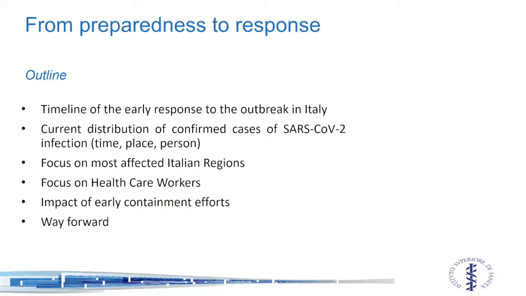Then I will focus on some of the Italian regions. Overall, the northern part of Italy is affected at the moment with a high level of circulation. A slide on healthcare workers: at the moment, this is one of the critical issues in Italy, and we are going into detail on it, as it is a very important issue. And then some ideas about the impact of the containment efforts. We are just finding some impacts, and we are monitoring them very attentively.